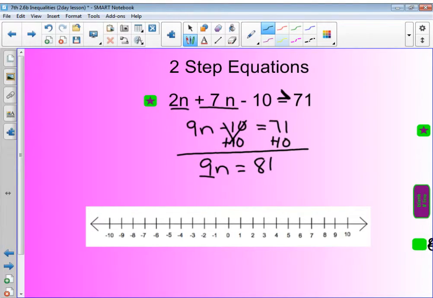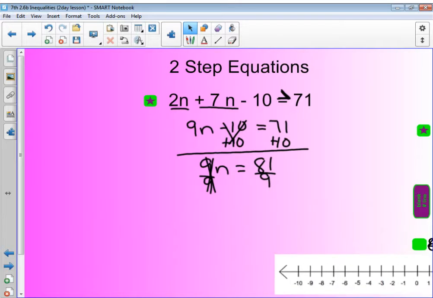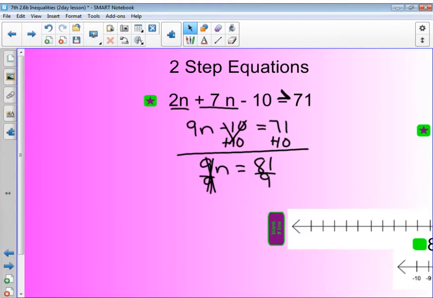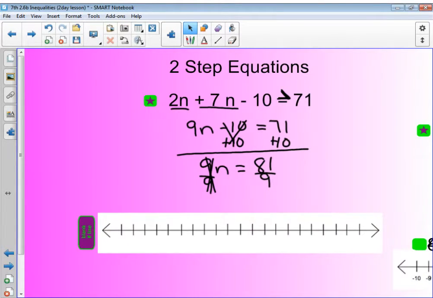So now we'll divide by 9 to get it away from the n. Let me see if I've got a different number line here that I could possibly use. Yeah, so it's just a blank one, so I don't have those numbers, because the answer that I'm going to get will work for that other one, but sometimes I need bigger numbers. So here, 81 divided by 9 is going to give me 9.